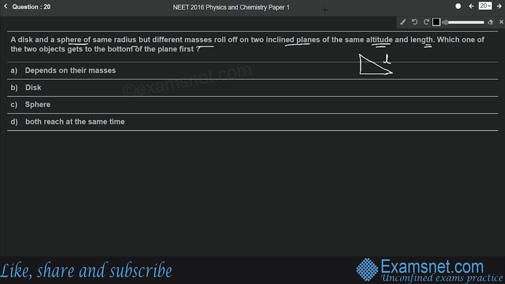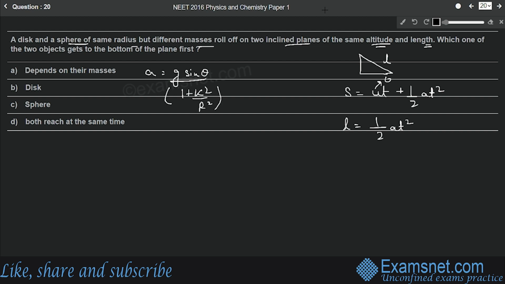Then the distance traveled by the body will be equal to ut plus half at square. u will be 0, so s will be equal to half at square, and s is the distance traveled by the body, that is equal to the length of the inclined plane. So L is equal to half at square. Now we know that the acceleration of a rolling body on an inclined plane is given by the formula g sine theta upon 1 plus k square by r square.